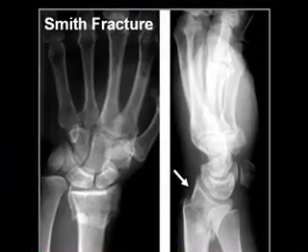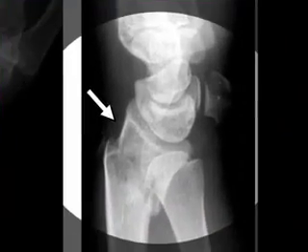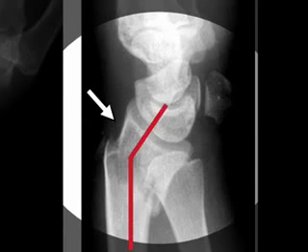This is an example of a Smith fracture. You can see that on the lateral view, there is palmar angulation of the distal fracture fragment.